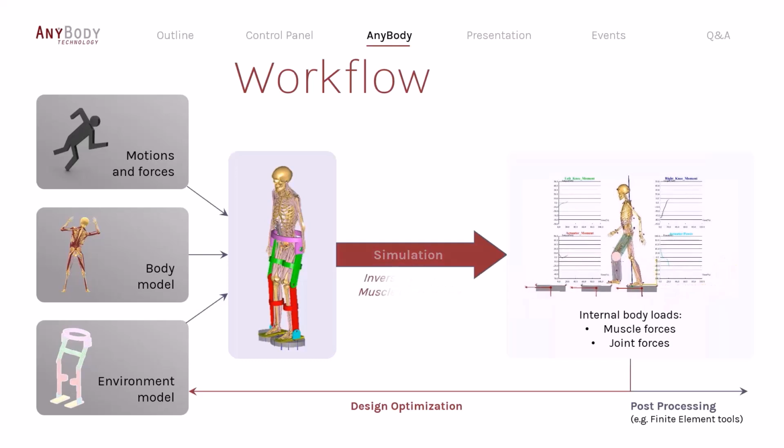And then you can use AnyBody to combine these things and solve the muscle recruitment and run the inverse dynamics simulation. This basically means that we go from motion to calculating the internal body loads and the interaction with the environment in some cases. And then you can output the result and use it for some kind of post-processing, which could be with a finite element tool. But there's also many users who choose to complete this loop by doing some kind of design optimization and then run this cycle multiple times.